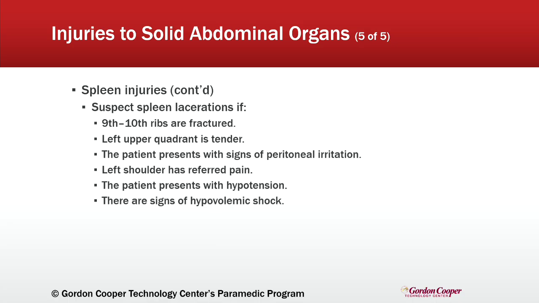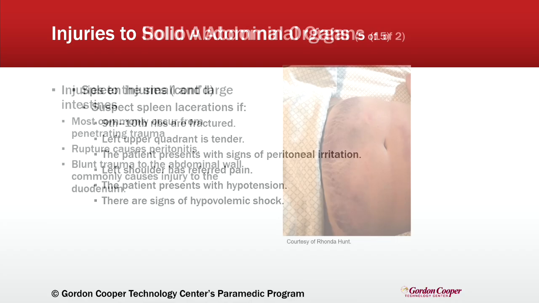Penetrating trauma to the spleen is not much of a threat for shock unless a major blood vessel supplying the spleen has been lacerated. You should suspect a spleen laceration if the patient has any of the following signs: fractures of the 9th and 10th ribs, tenderness to the upper left quadrant, signs of peritoneal irritation, referred pain to the left shoulder known as Kehr's sign, and hypotension or other signs of hypovolemic shock.